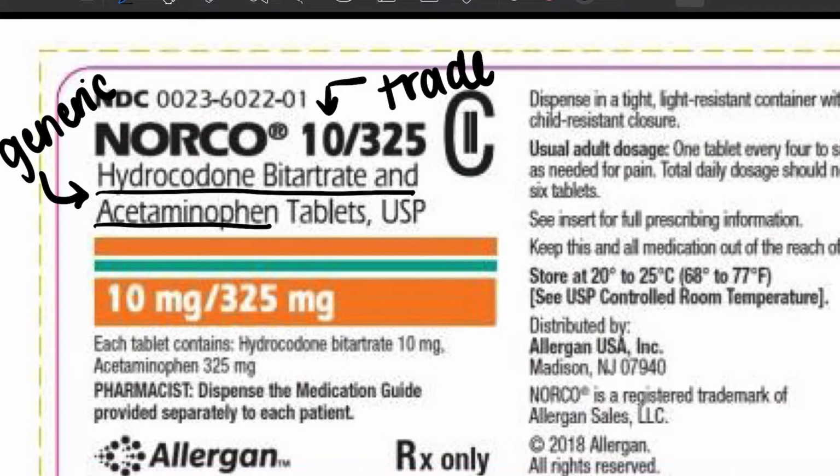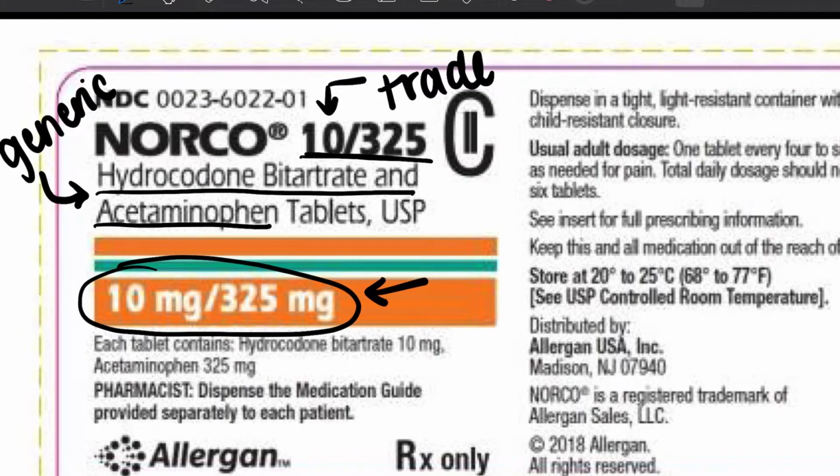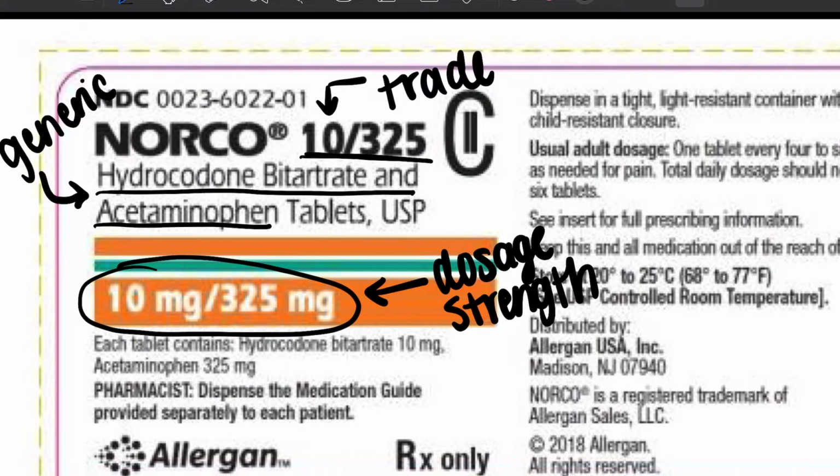This 10/325 is telling us that there is 10 milligrams of hydrocodone and 325 milligrams of acetaminophen per tablet. So this right here is our dosage strength. So if you have one like that, you have to put both on there. We see here our amount. We get 100 tablets. And we see here tablets, so we know that's our form. So we've answered all of our questions here.